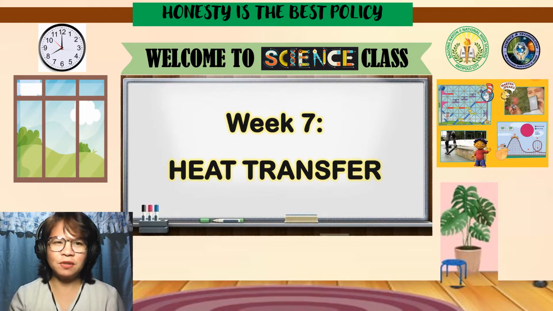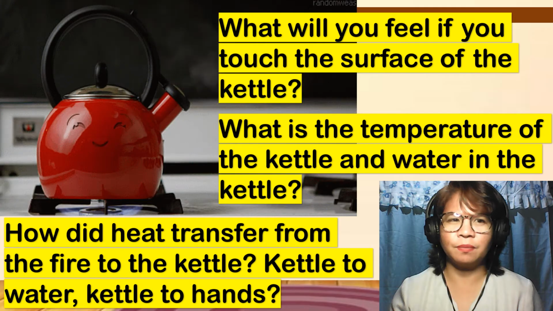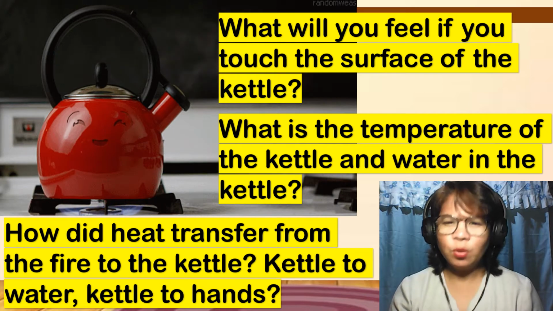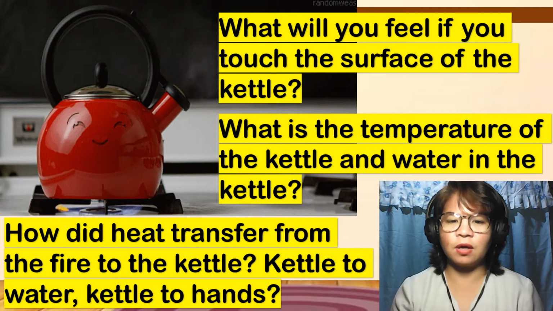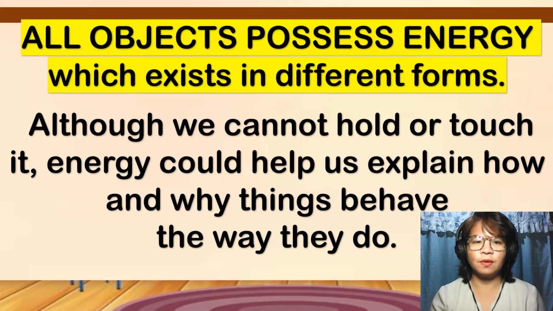Week 7 focuses on heat transfer, particularly the conditions necessary for heat transfer to occur. Let us start by analyzing the picture. What will you feel if you touch the surface of the kettle? What is the temperature of the kettle and the water inside it? How did heat transfer from the fire to the kettle? Kettle to the water, and then kettle to hands.